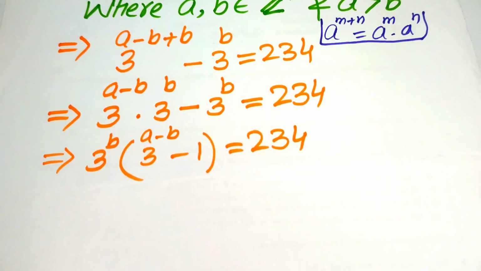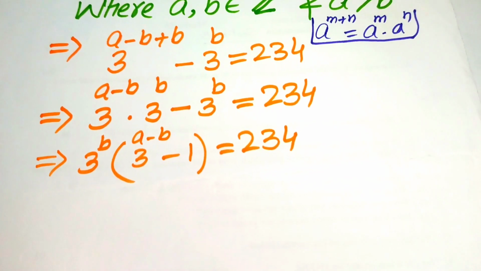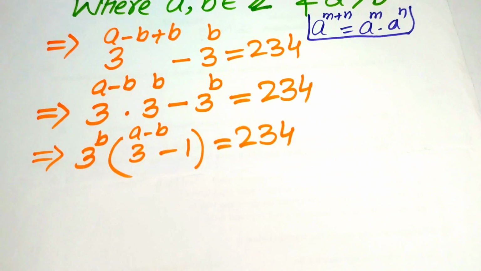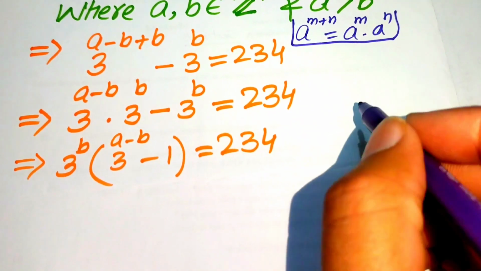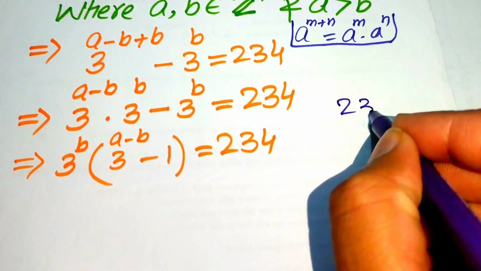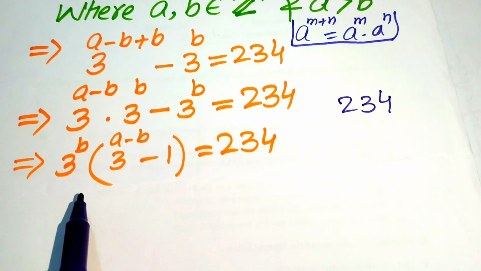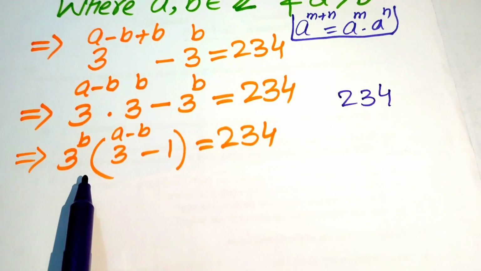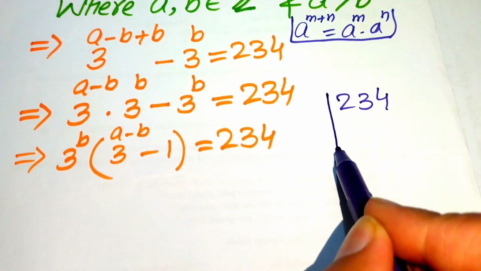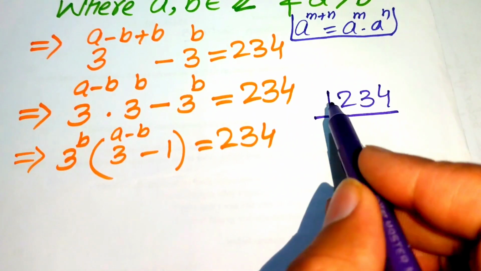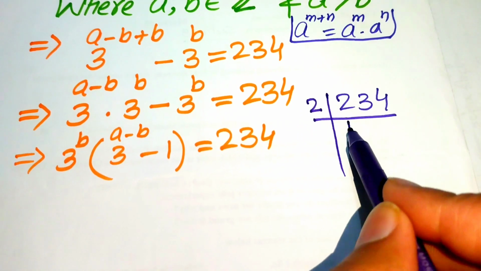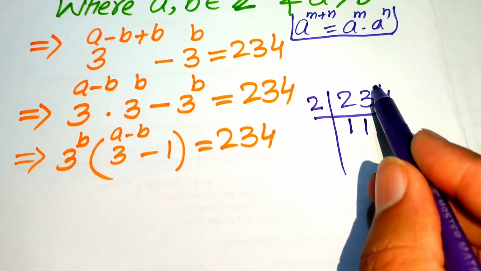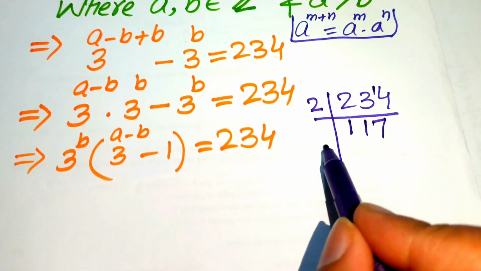After this step, we need to focus on the right hand side, where we have 234, and now we find the factors of 234, because on the left hand side we have two factors multiplied by each other. First we divide it by 2, and we have 2 ones are 2, 2 threes are 6, 2 sevens are 14.